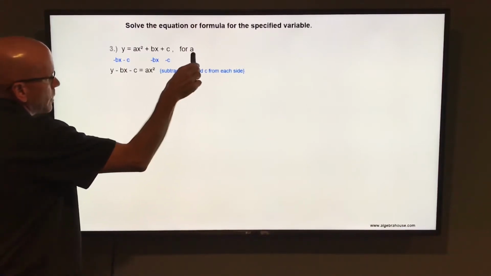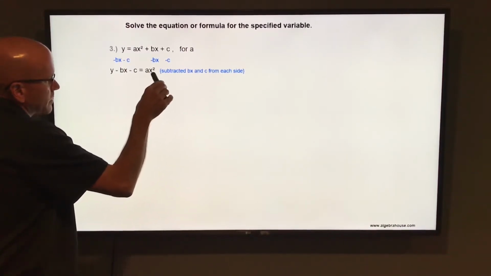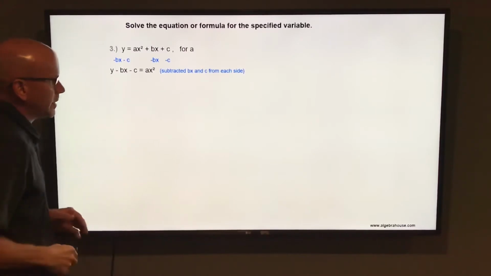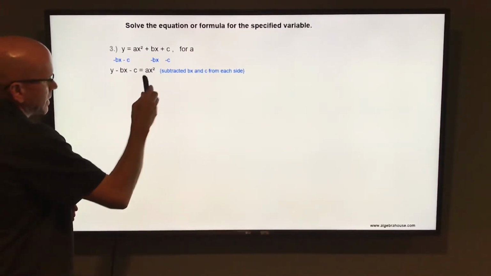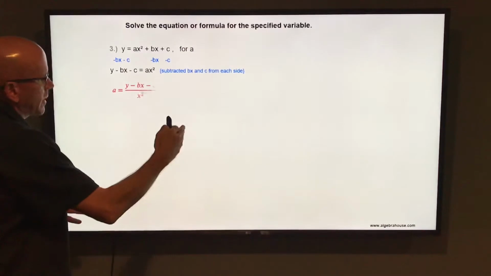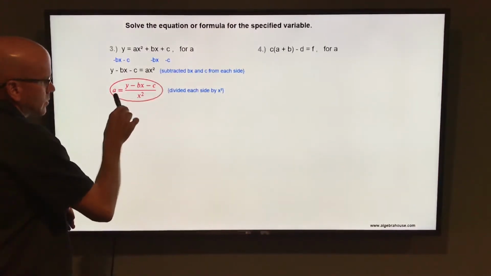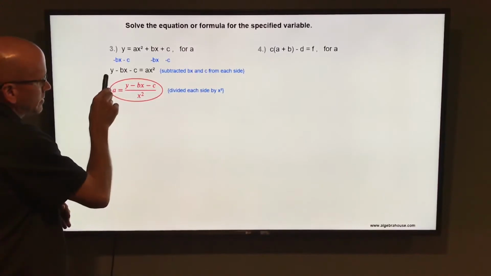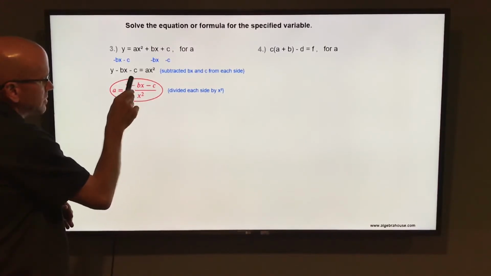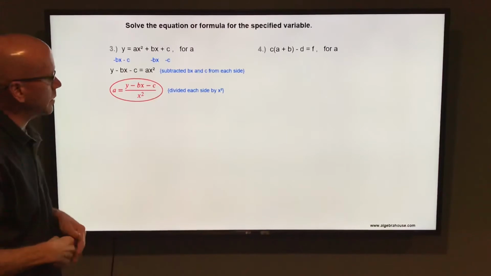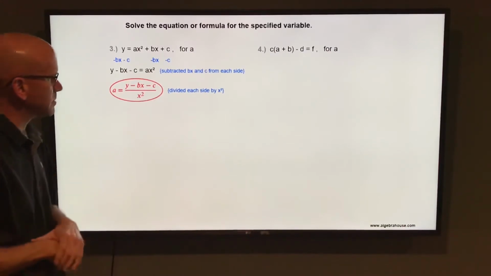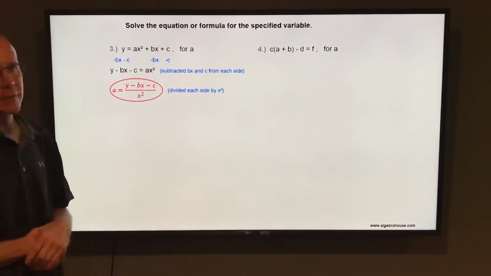If we're solving for a, we want to get the a by itself, so now you need to move the x squared to the other side. It's a times x squared, so to undo that, divide each side by x squared. If you divide ax squared by x squared, that will just be a. And on the other side, it's y minus bx minus c all over x squared. So a is equal to y minus bx minus c all over x squared.